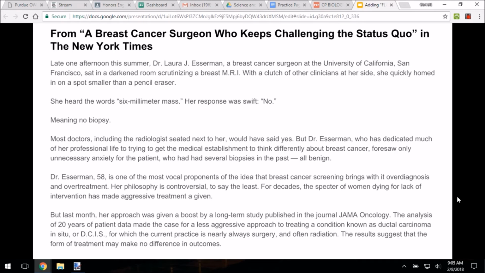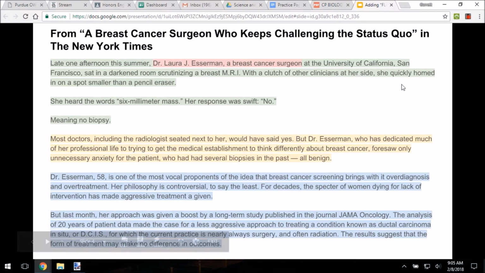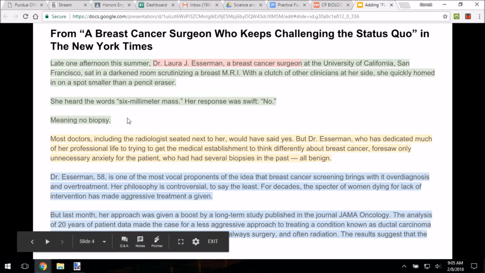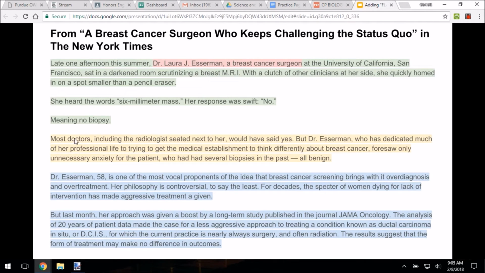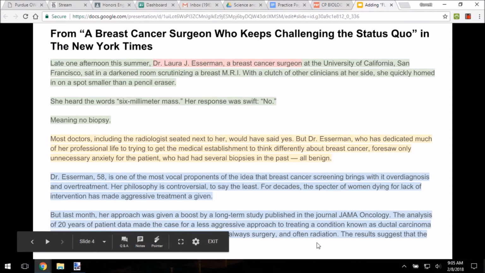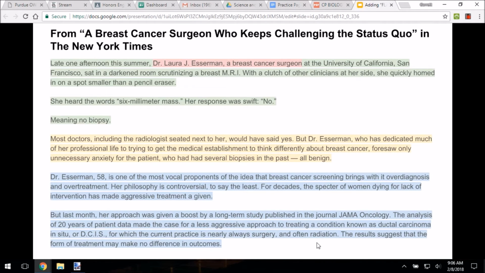Another great example from a New York Times article, profiling a surgeon. This is a profile, so those of you writing the honors bio assignment might really be benefiting from this. "Late one afternoon this summer, Dr. Laura J. Esserman, a breast cancer surgeon at the University of California, sat in a darkened room scrutinizing an MRI." Again, in this particular example, we start out with an interesting story, throwing us into a moment, giving us details. We introduce the person or topic we're going to be covering. Then we use a transition: "Most doctors would have said one thing, but she said something different." And then that lets them start talking about why this person's different, what makes them a unique person, which is the topic of that profile.